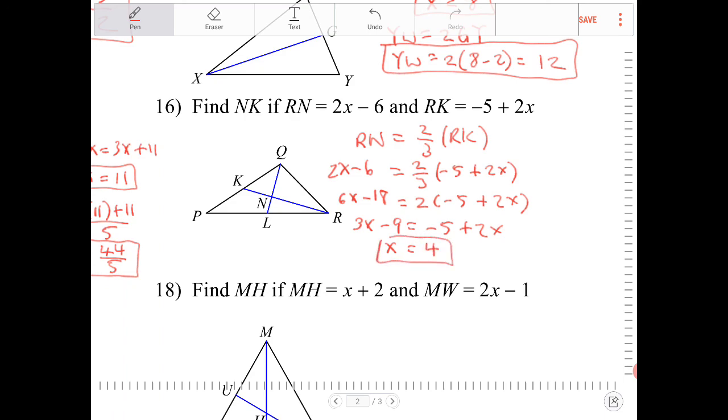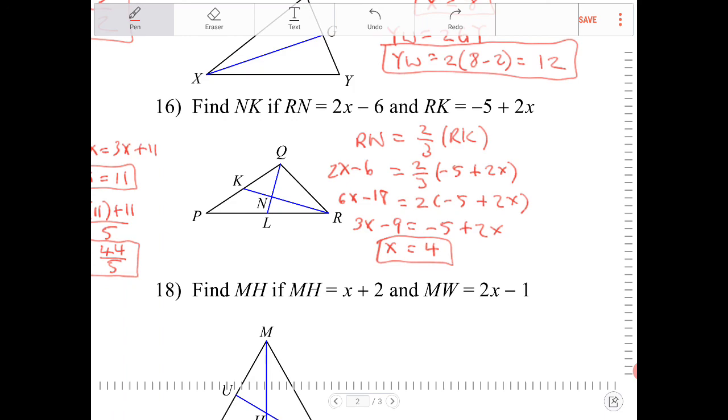You may be wondering, how do I know to multiply both sides by 3 over 2 instead of just distributing 2/3? Well, it's because of some number sense, right? 2x minus 6 has factors of 2. So therefore, instinctively, I know to multiply by the 3 halves rather than to distribute.